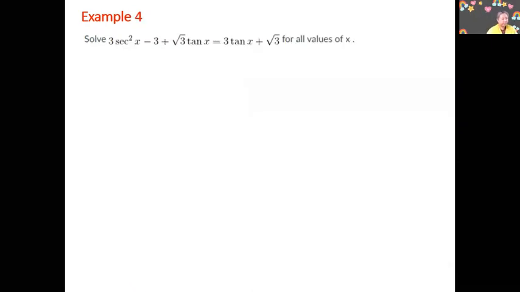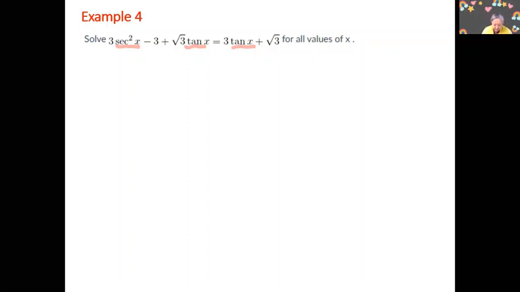Number 4. The given equation is already long, but let's observe what we have here. I notice there's secant square, and then there's also tangent, and a lot of radical 3's and 3's. So instinctively, the trig identities to utilize here are secant square and tangent. Pythagorean trig identity group 2 might be very handy, right?